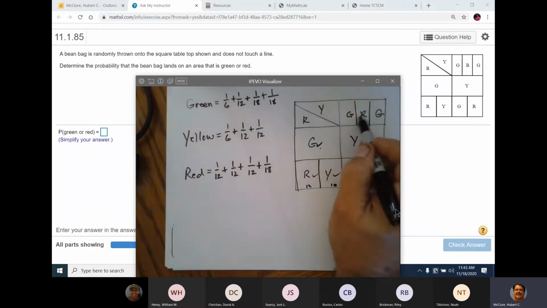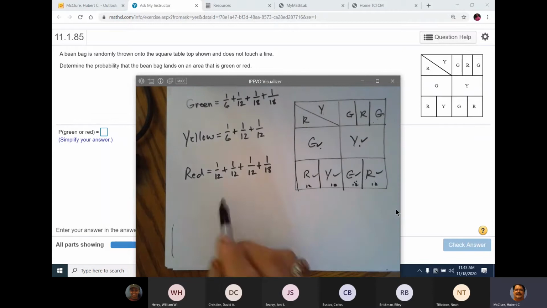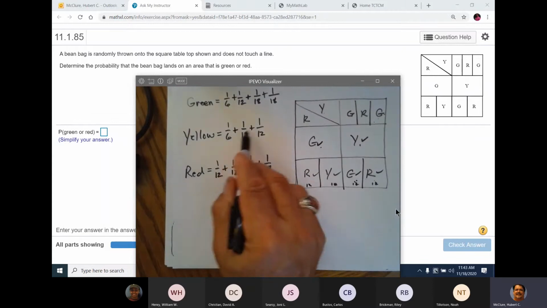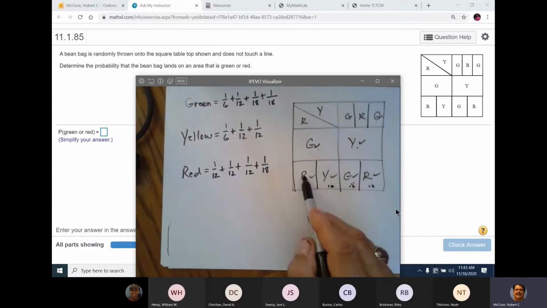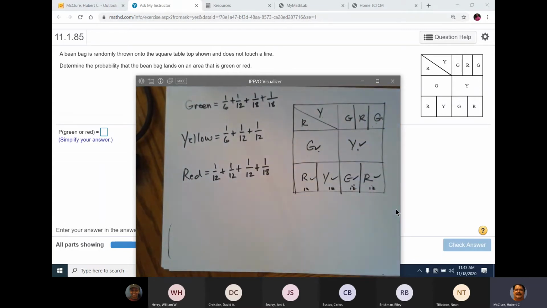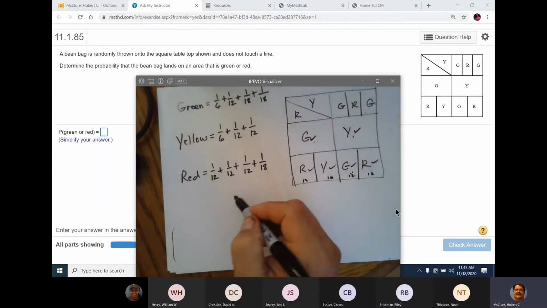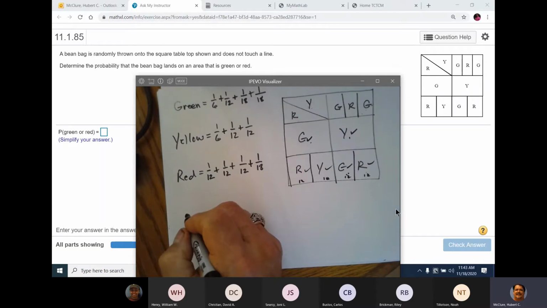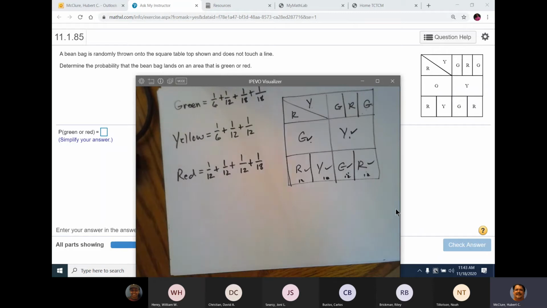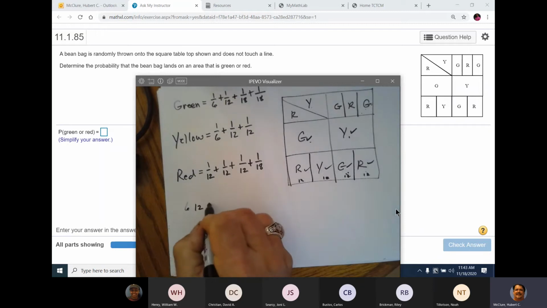I messed up this one because I said 3. So 1, 2, 3, 4, 5, 6, 7, 8, 9, 10, 11. Now we should come up with the right answer. So I knew I'd done something that I couldn't see. And that's when I saw the 3, the 18, that's when I said, now let's change everything to a common denominator. 6, 12, and 18.